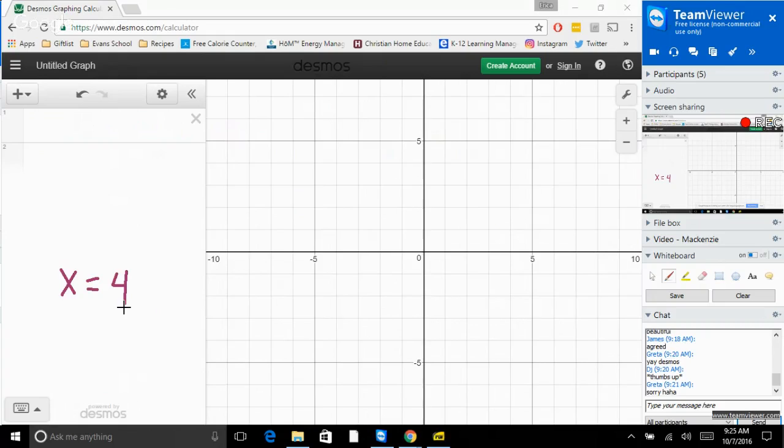Okay, what about x equals 4? We didn't really talk about this, and this really isn't in the y equals mx plus b, but this is another one that you should probably know how to graph, just kind of gut check.